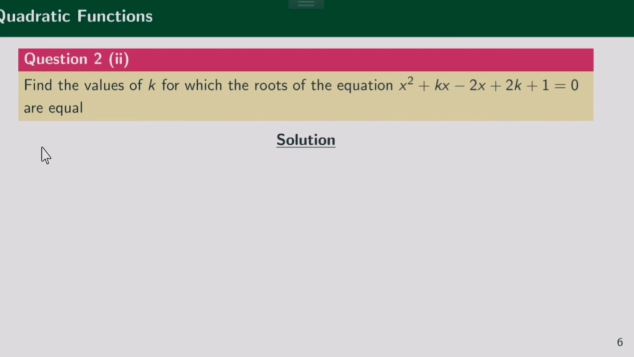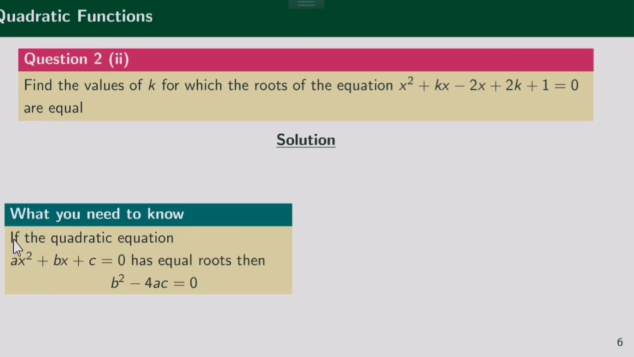What do you need to answer this question? You need to know that if the quadratic equation ax squared plus bx plus c equals 0 has equal roots, then the discriminant is equal to 0. That is all you need to know. What is the discriminant? b squared minus 4ac is equal to 0. So this is what I need to use in order to find the values of k.